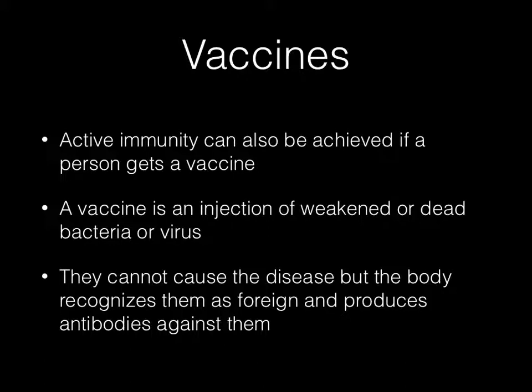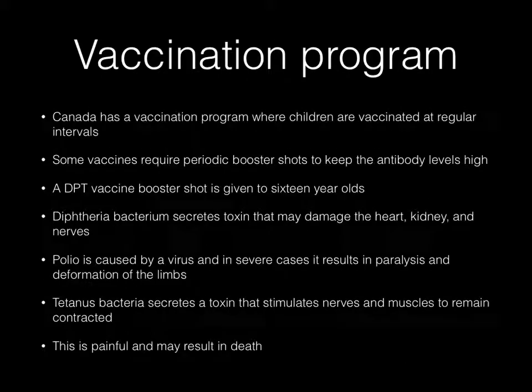Vaccines. Active immunity can also be achieved if a person gets a vaccine. A vaccine is an injection of a weakened or dead bacteria or virus. They cannot cause the disease, but the body recognizes them as foreign and produces antibodies against them. Vaccination programs. Canada has a vaccination program where children are vaccinated at regular intervals. Some vaccines require periodic booster shots to keep the antibody level high.